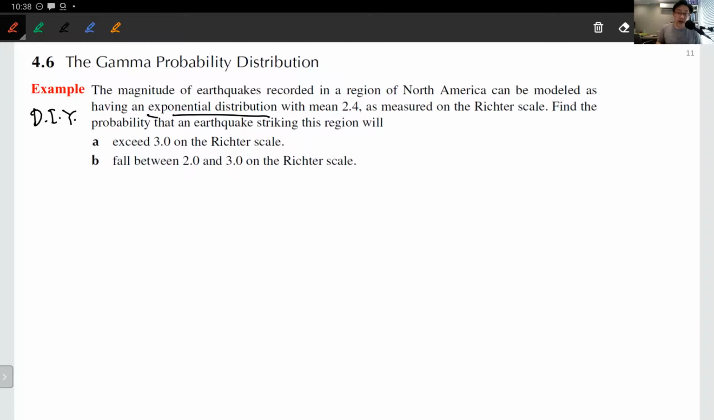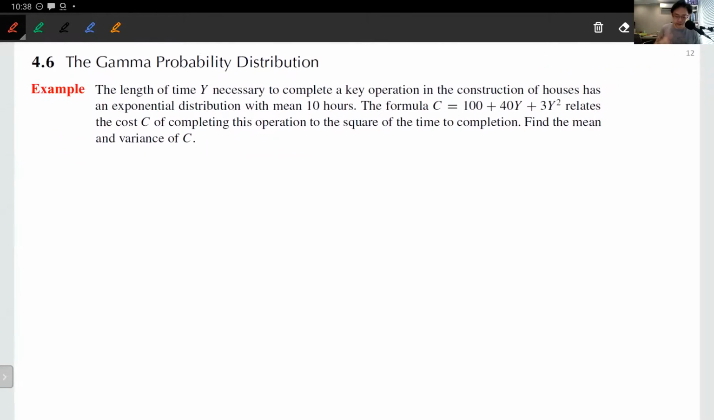The other one that I really like better is this one here, and this is the one that we're going to do together. This one is more mathematical statistics. So let's take a look at this. The length of time, y, necessary to complete a key operation in the construction of houses has the exponential distribution, as given, with the mean given to be 10 hours.